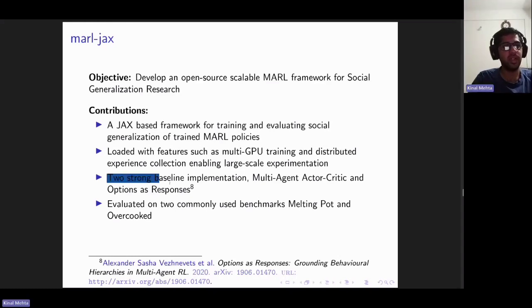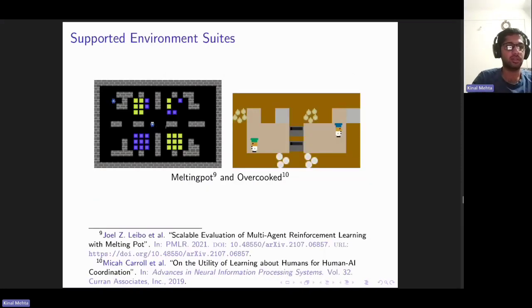And we evaluate our implementations on two strong baselines. That is one, multi-agent actor critic, an independent actor critic, unlike the ones that we used in the previous part, and options as responses. This is an algorithm from DeepMind, which is specifically designed for social generalization and multi-agent tasks. And we evaluate it on two commonly used benchmarks. One is Melting Pot, which is developed by DeepMind and focuses on social generalization, and one is Overcooked, which is ideally a cooperative environment, but the agents have to cooperate with each other, and we can develop interesting social generalization scenarios when the policies are trained independently. So we focus on this aspect. These are the supported environments. On the left side we can see one of the environments from the Melting Pot suite, and on the right side we can see one of the maps from the Overcooked suite.